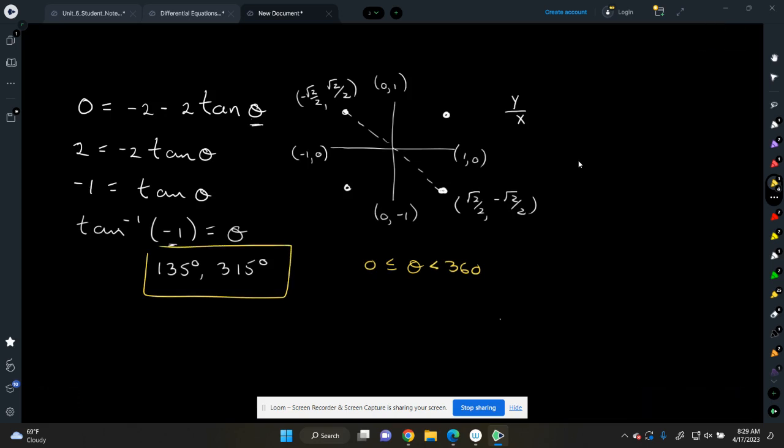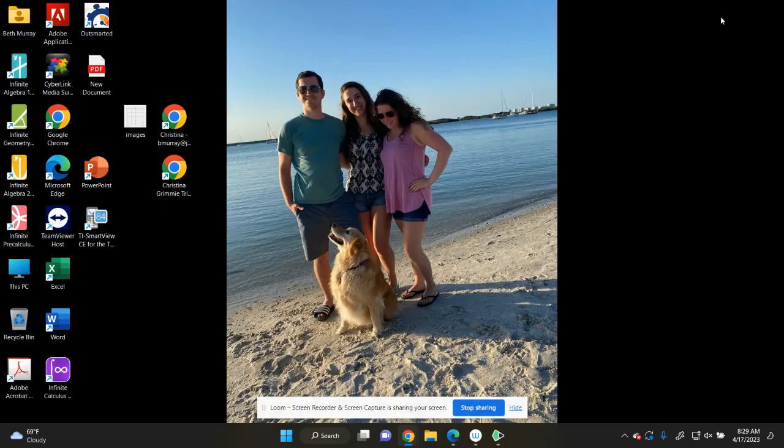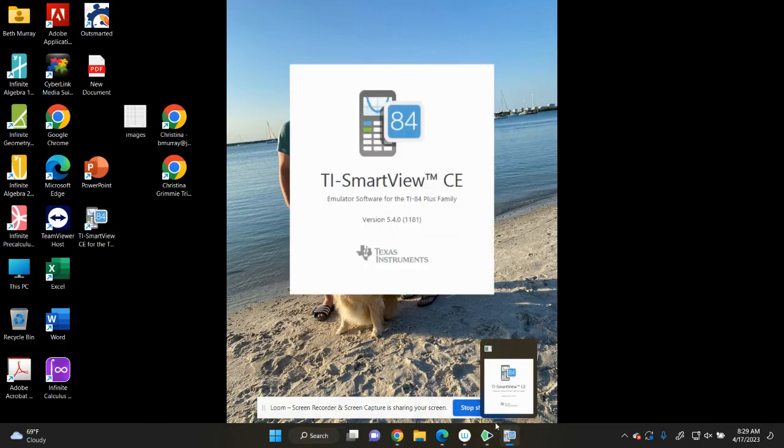Now, you can use your calculator to help you a little bit. You just have to be careful. You have to understand your calculator enough.